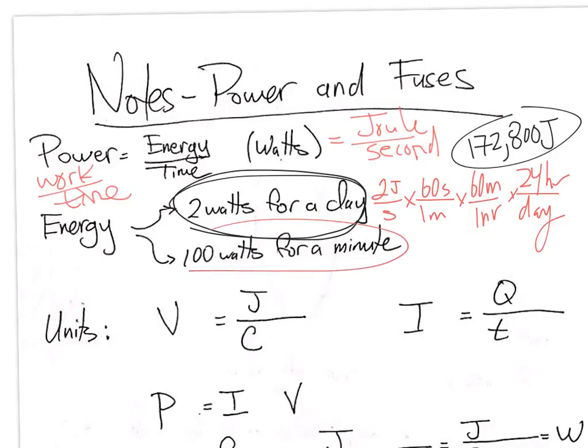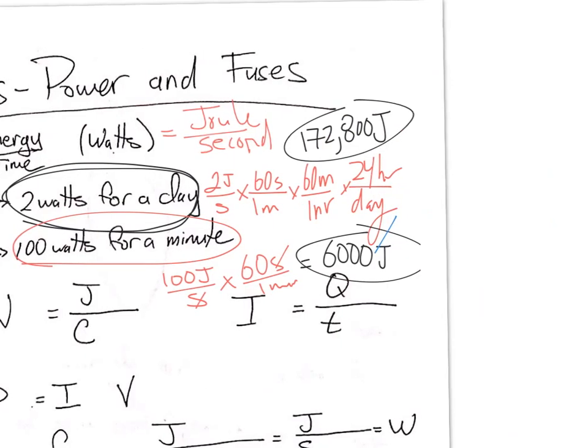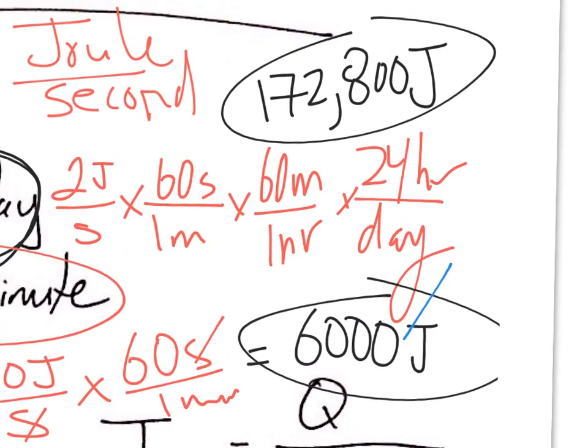100 watts being used for a minute, we do the same thing where we have 100 joules per second, that's a watt, and it's per minute, so we can say that 60 seconds is 1 minute. Seconds cancel out, and we're left with joules per minute, which is what we're looking for, and our answer would be 6,000 joules. A joule is actually a very small unit of measure, so you see kJ very frequently. So this would be kilojoules, 6 of them.